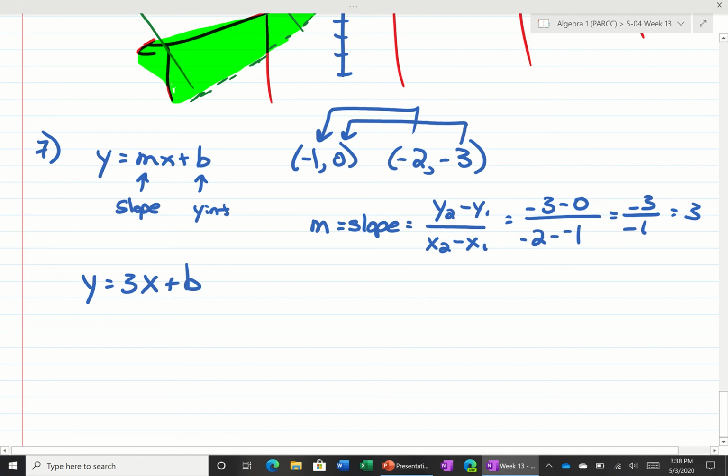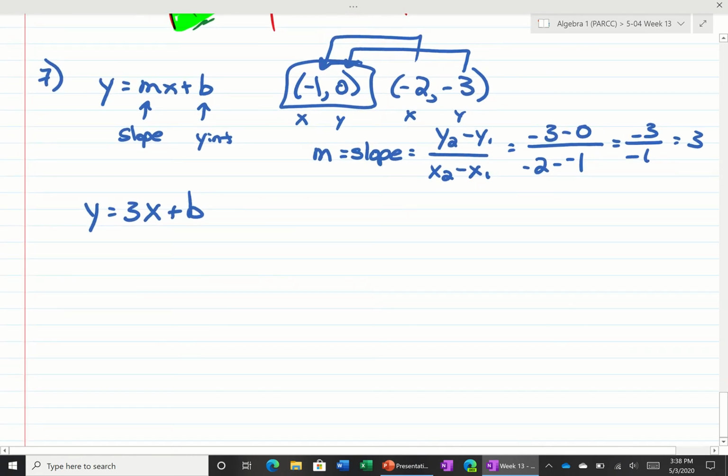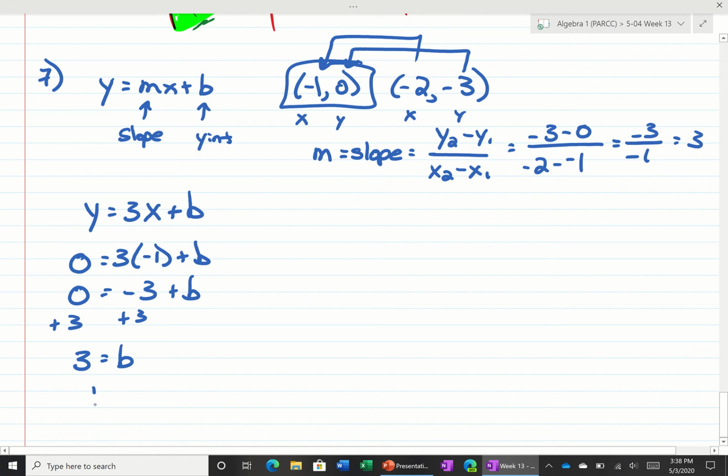The only other thing we're missing is a b. At this point, you could pick whichever point you want, and we're going to use the x or the y value of that point. Most people prefer to pick a point with a 0 in it, so the first point has that. So instead of y, I'm going to put what the y value is, which is 0. Instead of the x, I'm going to put what our x value is. And let's solve this for b. Bring the 3 on the other side. So we get that b is equal to 3.